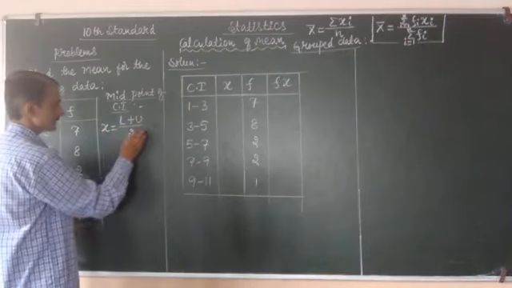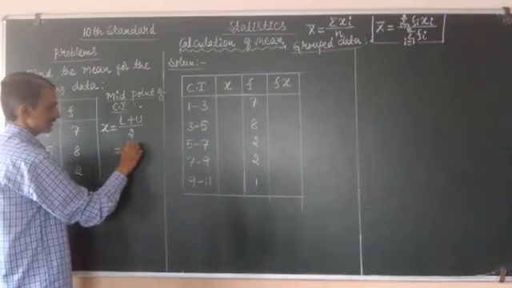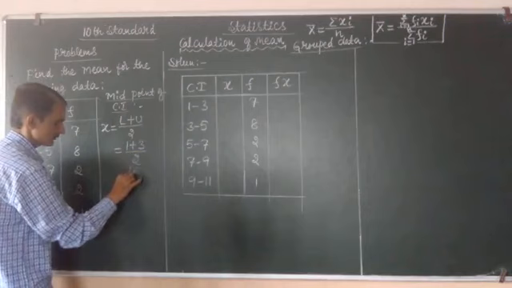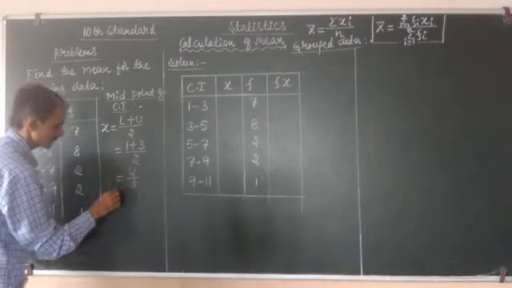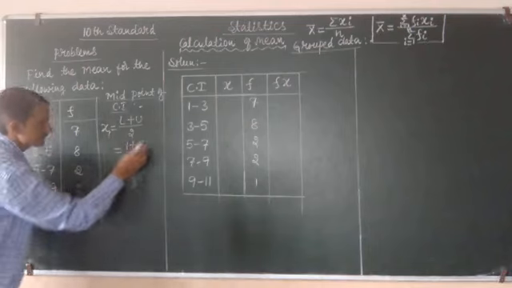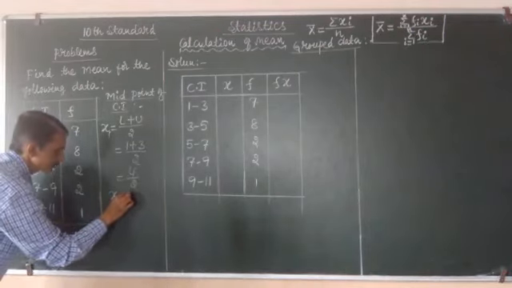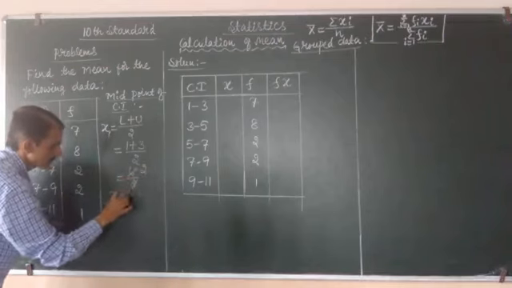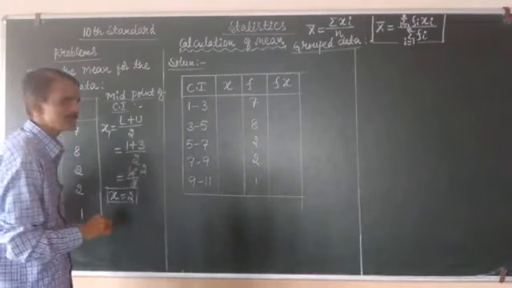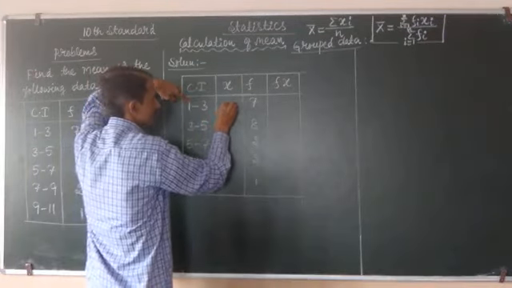So this will be 1 plus 3 by 2 equals 4 by 2. Two twos are four, so it will be 2. So the midpoint of the first class interval is 2.